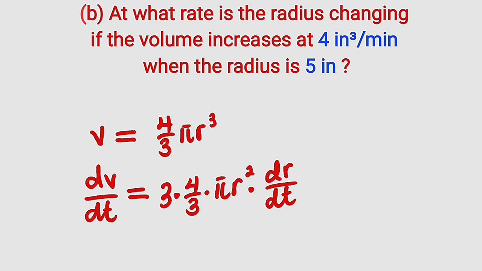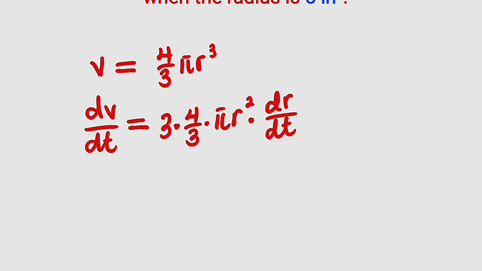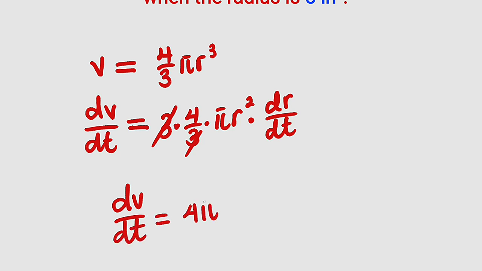But suppose we are differentiating with respect to r, you don't have to multiply by dr over dr, because dr over dr is equal to 1. Okay, let us further break it apart, because this 3 will cancel this 3. Finally, dV over dt is equal to 4 pi r squared dr over dt.